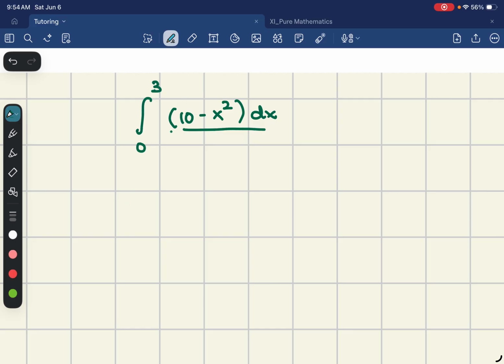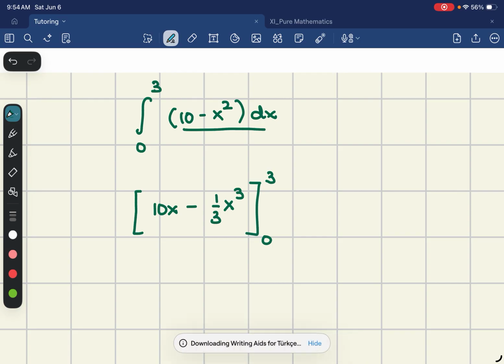So if I integrate this, I'm going to leave the integration to you, but I think you should be familiar with how to integrate this expression by now. Integration of 10 with respect to dx is just 10x, right? You copy your sign, minus. Integration of x squared with respect to dx is 1 over 3 x cubed, right? You raise your power by 1, you divide by your new power. And now you substitute your bounds. Your lower bound is 0, your upper bound is 3.